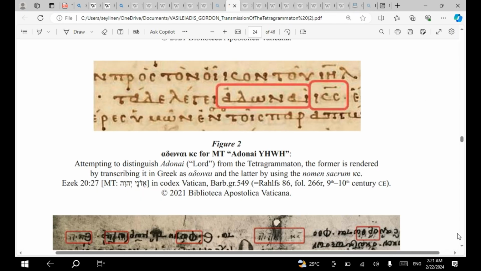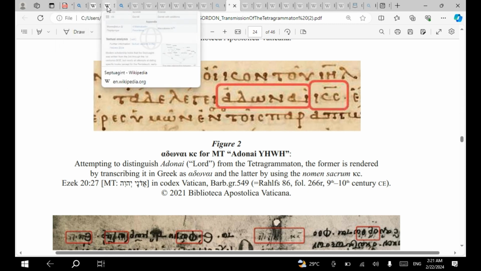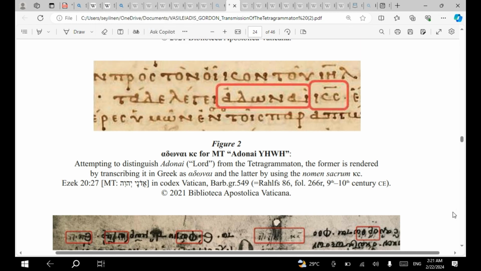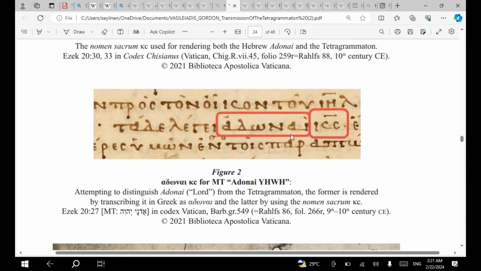Right, so remember our topic, right? Remember where we are going, right? NINI in the Old Greek Septuagint. Alright, this is in the 10th century. You can't find it there. This is in the 10th century, right?